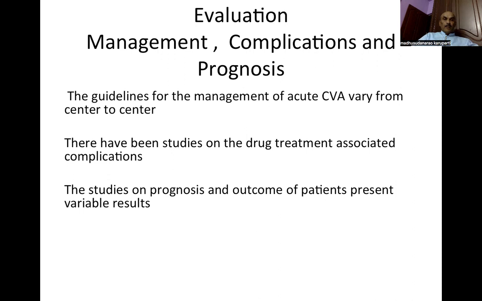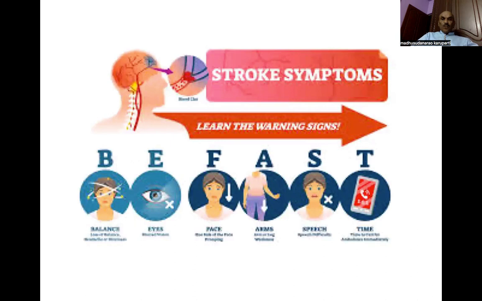And before I conclude, I'm going to show some of the pictures. So you see this picture showing the stroke symptoms. Be fast to learn the warning signs. Be fast to understand the cerebrovascular accident before you start the treatment. So the patient is losing balance, you have to suspect. Patient has got some ocular signs. Ocular signs mean there's blindness, one-sided blindness, definitely.